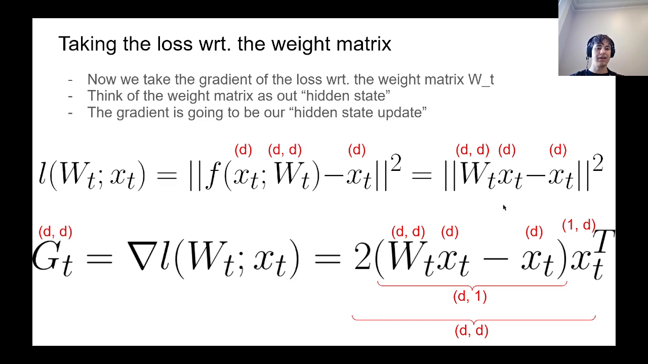This is just the gradient of that, and you can see this is d by d, which looks a little like the d by d hidden state we saw earlier. So this is our gradient. If you want to derive it, you'll get this. Note, our weight matrix is d by d. Our input token is x at time t, which is just a vector. This is a vector, this is a vector, and this is the outer product here, x_t transpose.